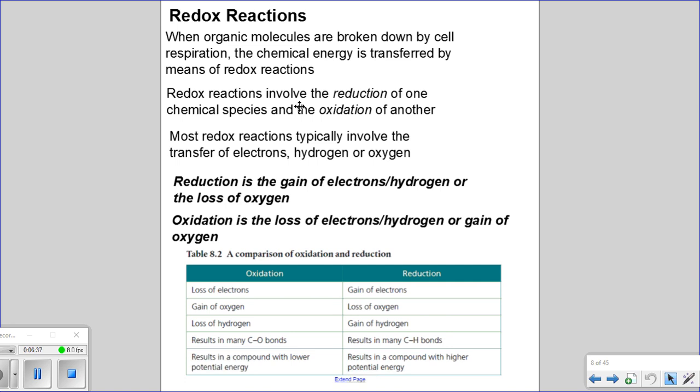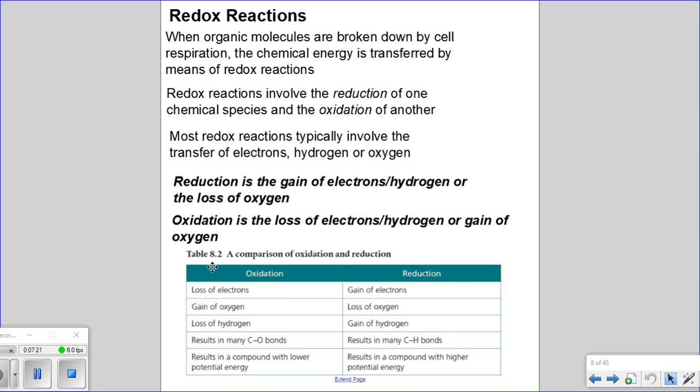So what is a reduction reaction? What is an oxidation reaction? A reduction reaction is typically the gain of electrons. If something is being reduced, it is gaining electrons or hydrogen, or reduction is referred to as the loss of oxygen. So it can be any one of those. Reduction is a gain of electrons, a gain of hydrogens, or a loss of oxygen. Oxidation is the loss of electrons. If something is being oxidized, it is losing electrons. Oxidation is also the loss of hydrogen ions or the gain of oxygen atoms.